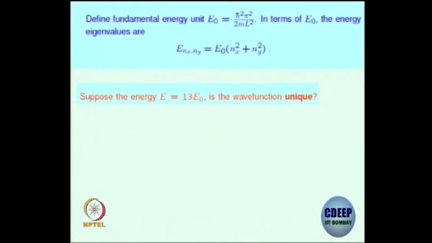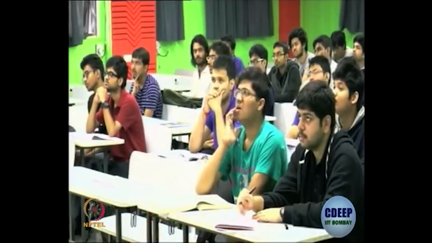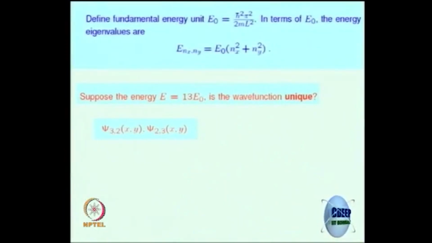This is an exercise for you. If I tell you that the energy of a particle in a two-dimensional box is 13 E naught, is the wave function unique? What are the possibilities? 2, 3 and 3, 2. So the wave function has nx as 3 and ny as 2. That can also be another wave function with nx as 2 and ny as 3. Both will share the same energy eigenvalue. So that's why these two wave functions are degenerate. In fact, that energy level you will say is twofold degenerate. Symmetry of the two.